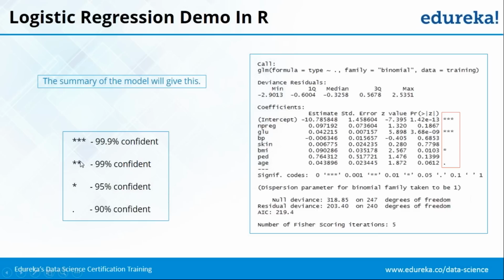If it's 2 stars or 2 asterisks, that means your model is 99% confident that your particular independent variable is significant to the model, as in it will contribute to the accuracy of the model. The prediction of the value will be more accurate. If it's 1 star or 1 asterisk, that means it's 95% confident. And if it's a simple dot, it means it is 90% confident.